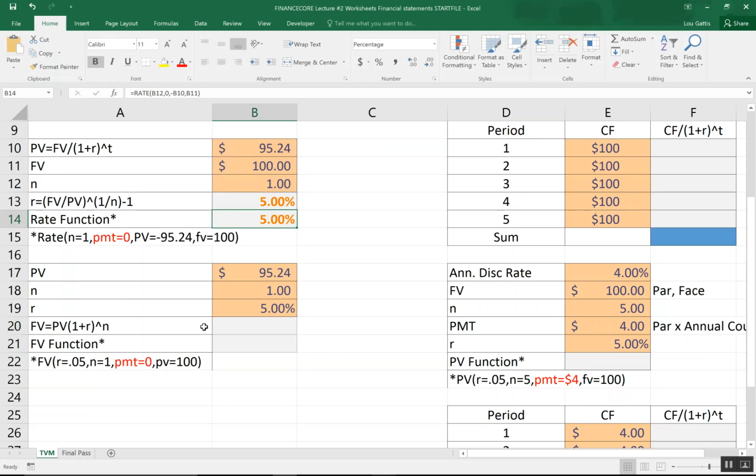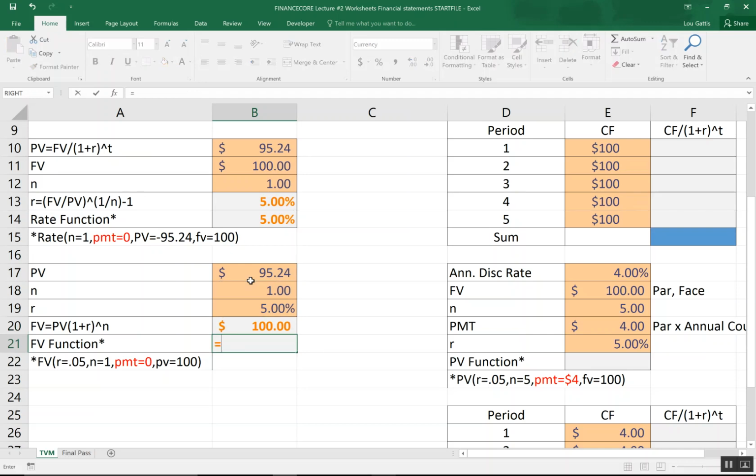Last one, we're going to do a future value. So in this problem, we have a present value of $95. We have 1 year, and the interest rate or discount rate is 5%. How much is the future value? In other words, if you invest $95 for 1 year at 5%, how much will you have in the future? Well, I could use a formula, present value times 1 plus that discount rate or interest rate raised to the 1 power.